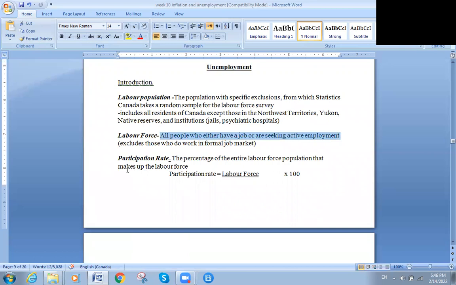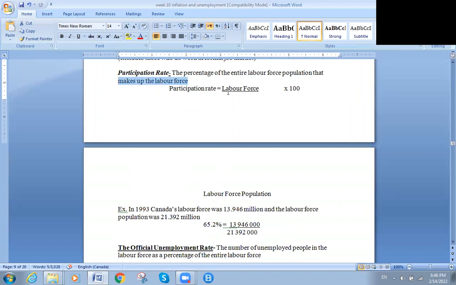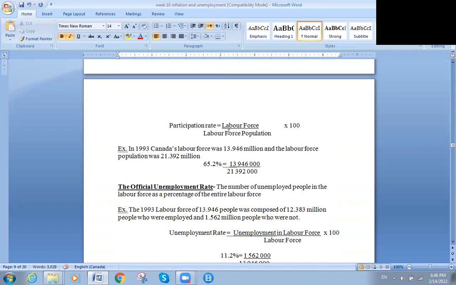Okay, but the participation rate is the percentage of the entire labor force population that makes up the labor force. So it will be the labor force divided by the labor force population. Let me take this down. So the equation will be times 100%.